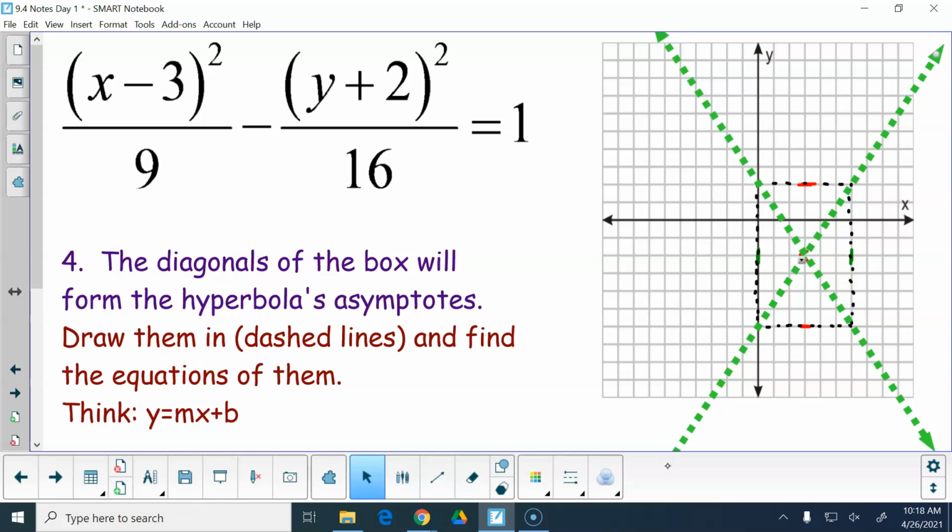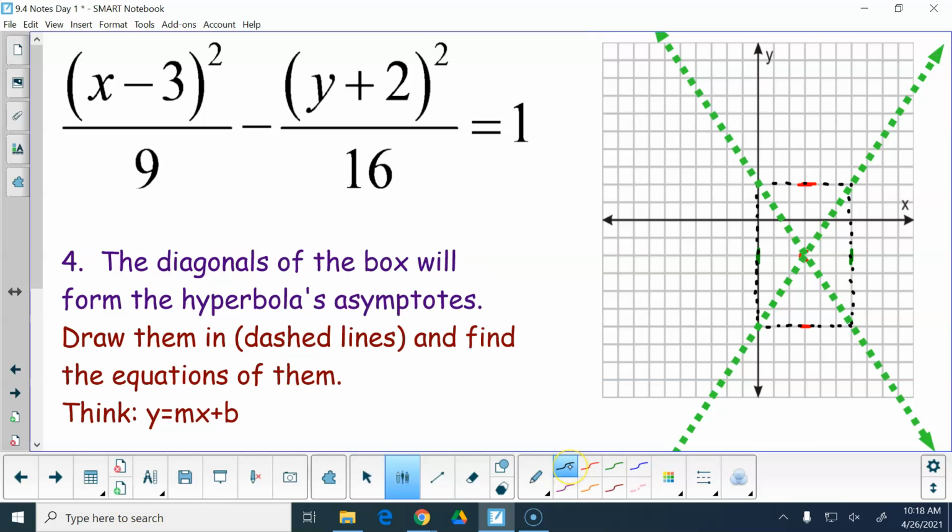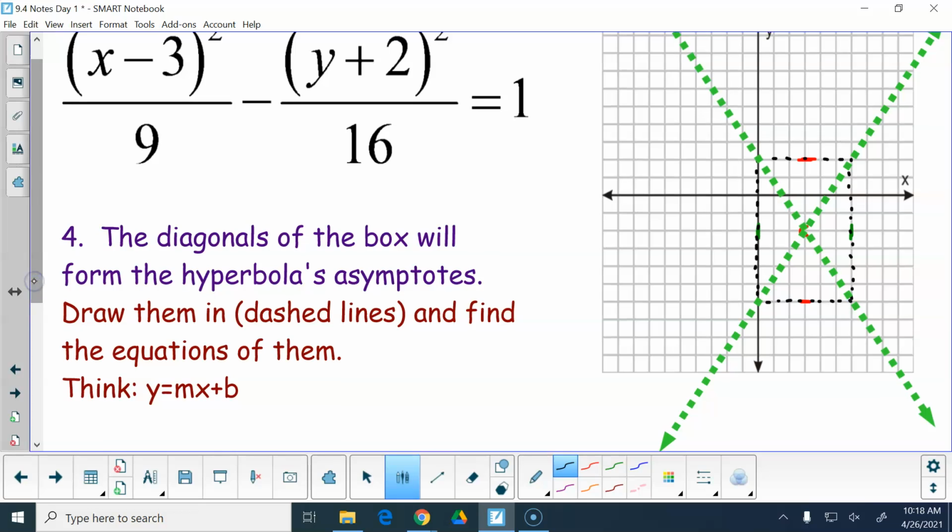Okay? Now, we need to come up with the equations of the lines. I will tell you about the slope here. We've got two lines, okay, so we need to come up with two separate equations. So the slope for one of the lines is going to be positive b over a. The slope for the second line is going to be negative b over a.